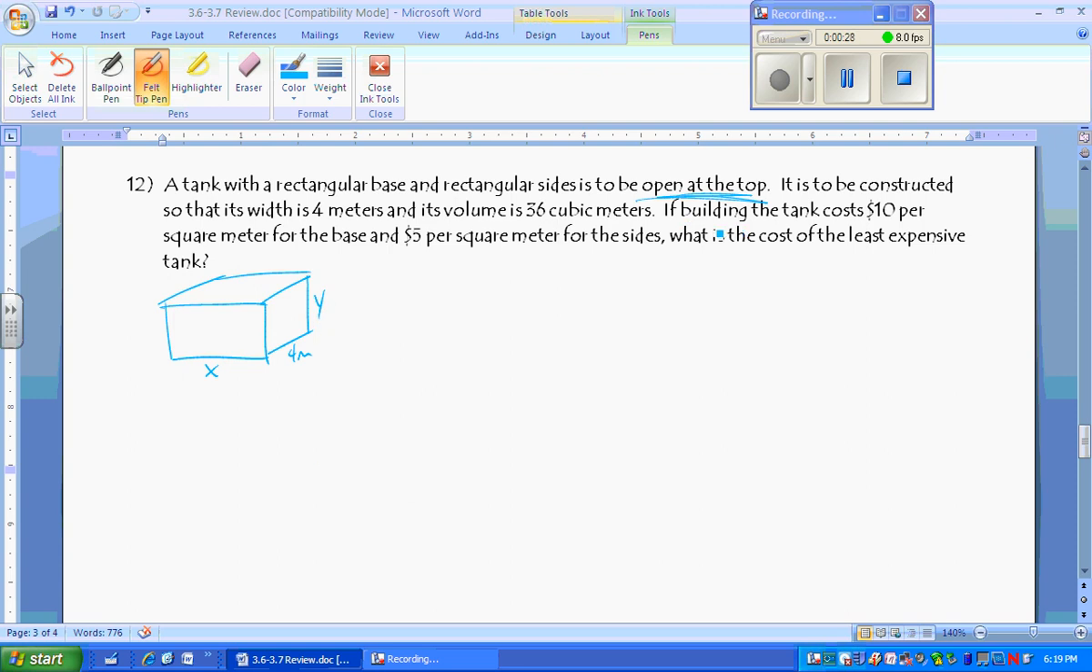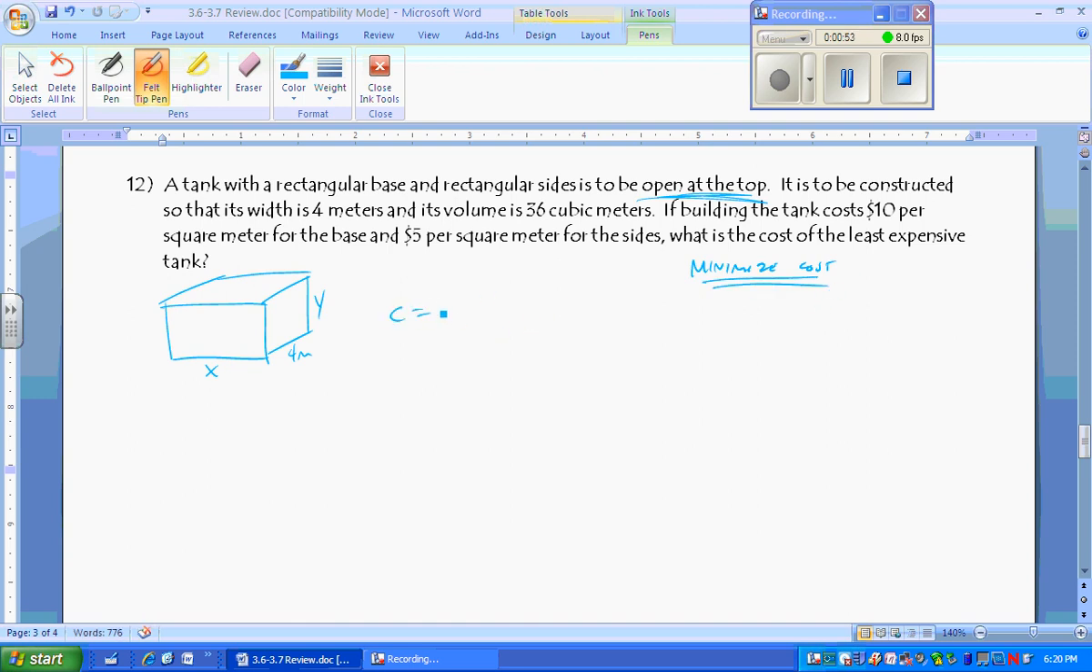If building the tank costs $10 per square meter for the base and $5 per square meter for the sides, what's the cost of the least expensive tank? So we're trying to minimize the cost. Whatever we're trying to minimize or maximize, that's what we have to write the equation for.